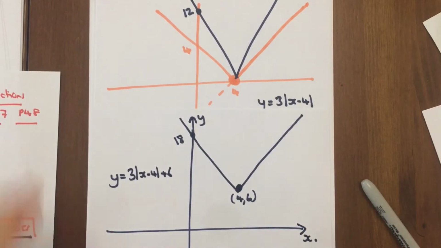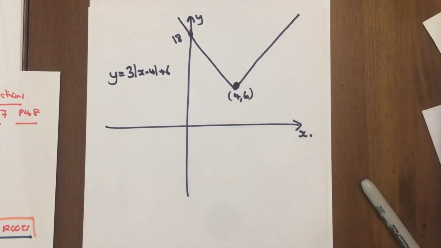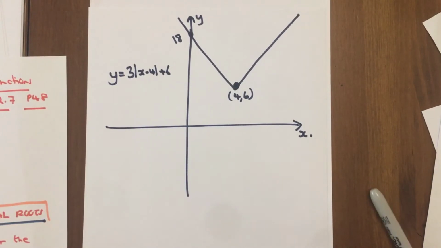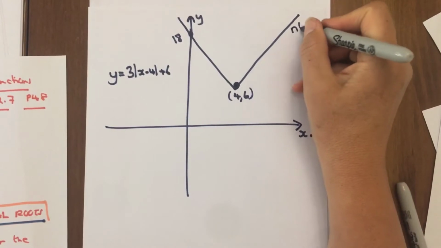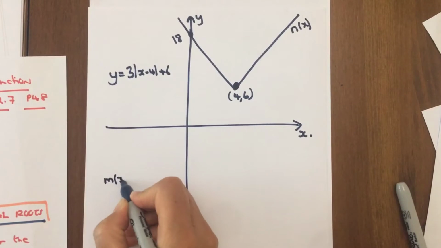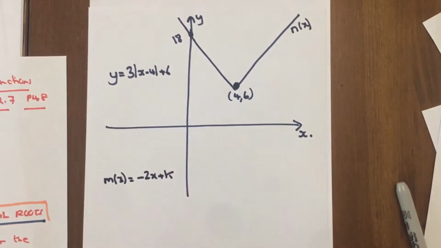Okay, now let's go back to the question. The question asked us to look at m of x equaling n of x. So this is n of x. Now my m of x is minus 2x plus k. So what does that look like?